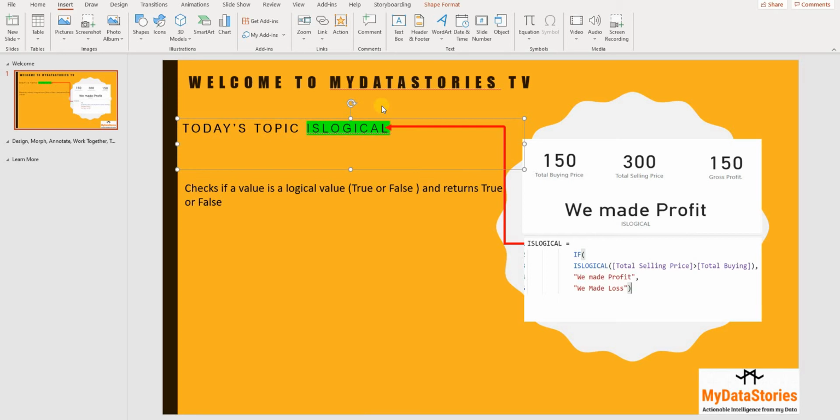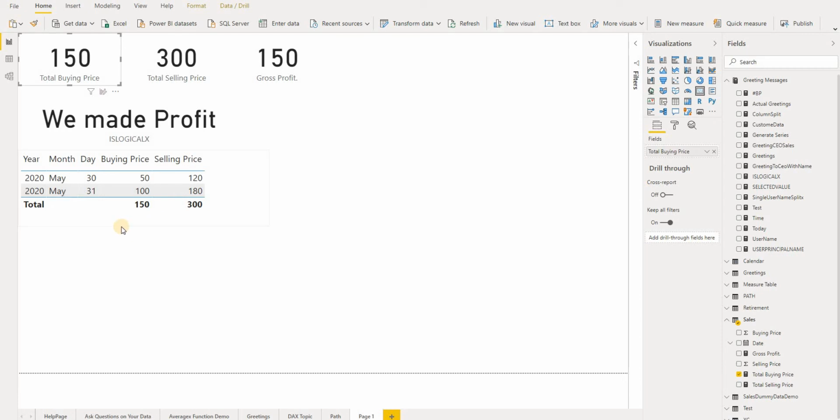So we have done a calculation in Power BI. Basically, we have bought some products and we have sold them, so we want to know whether we have made a profit. This is our buying price and this is our selling price. What we want to check is whether our selling price is greater than our buying price; if so, we have made a profit.